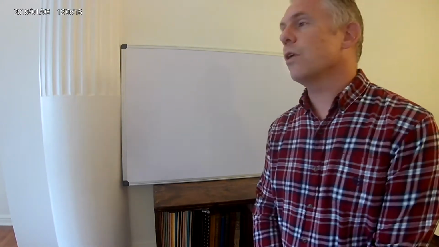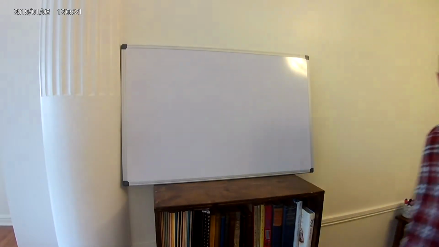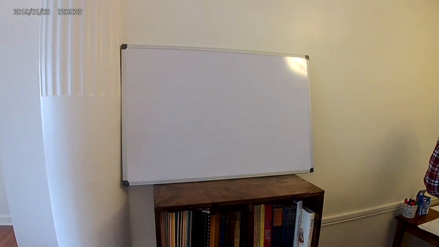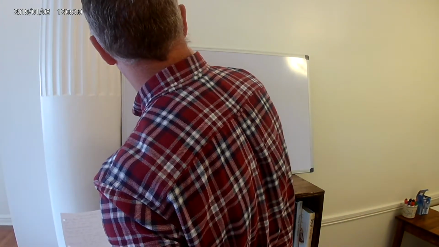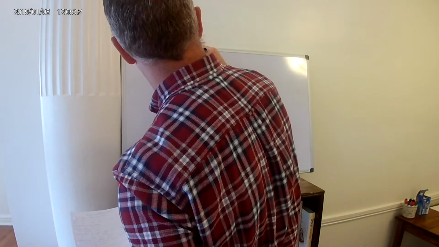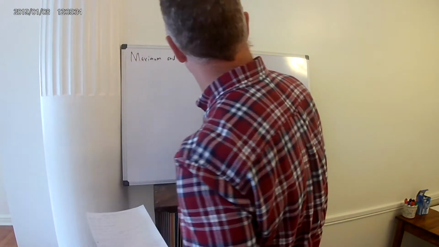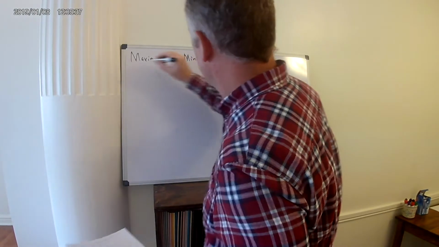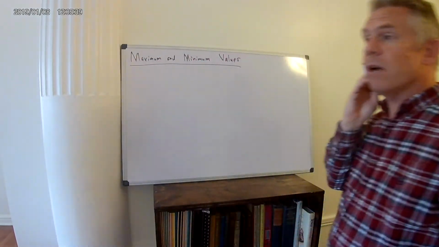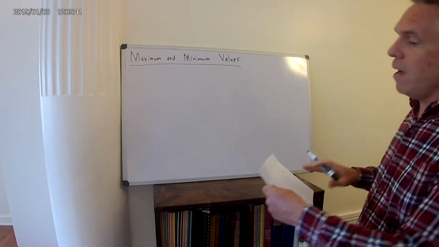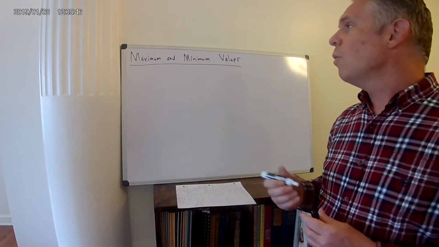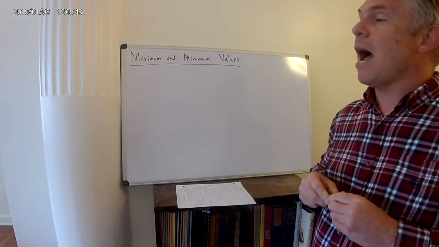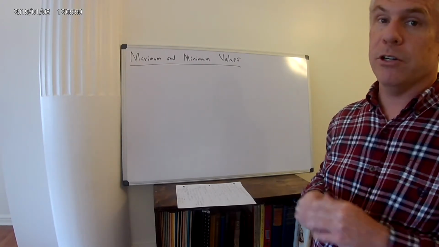Let me write that on the board. That's our topic: maximum, minimum values. Given some function, we're interested in finding the values of x which make that function a maximum value and a minimum value. We're also interested in finding the actual maximum and minimum values of the function.